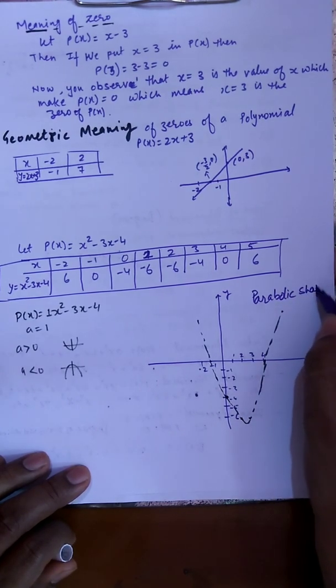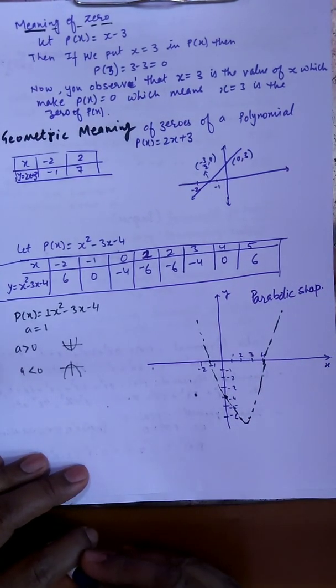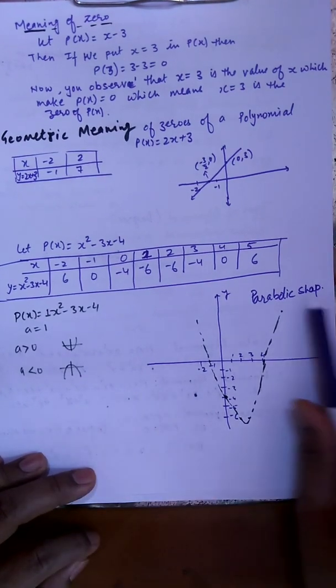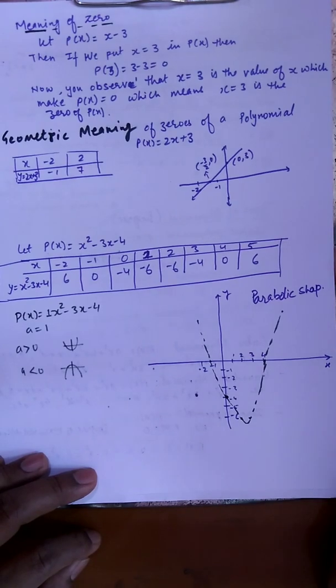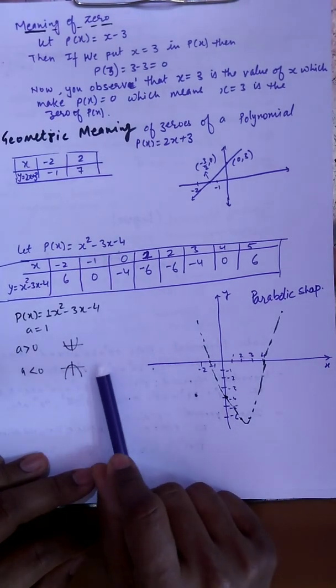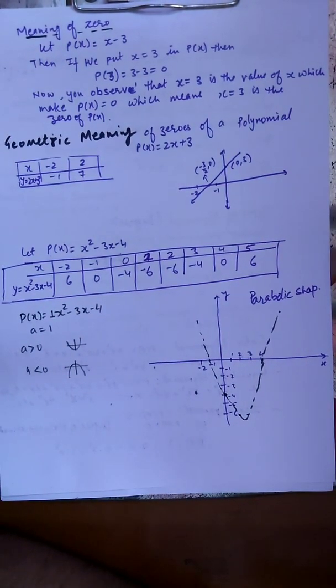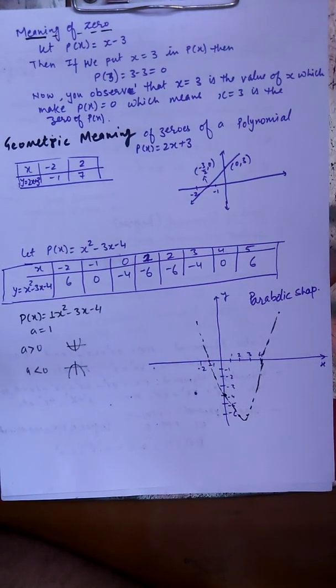You can say parabolic shape or parabolic graph. So whenever you get a quadratic equation, you will always get a graph like this, a parabolic graph. Now a few important things are there. Tell me at how many points this graph is cutting the x-axis.